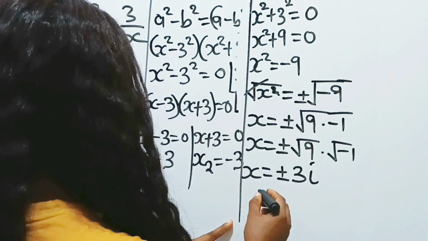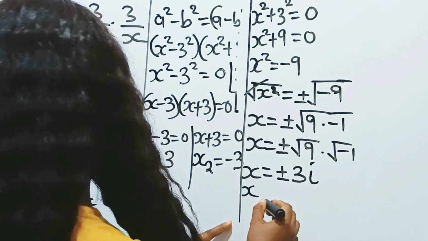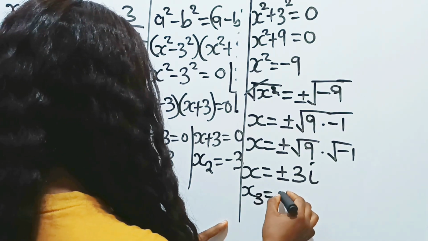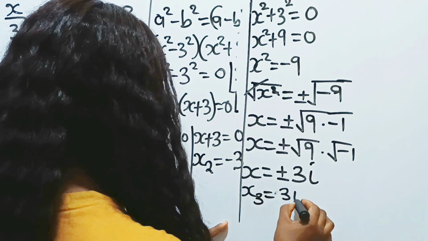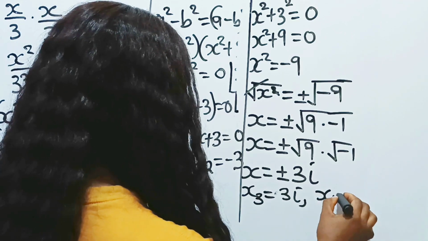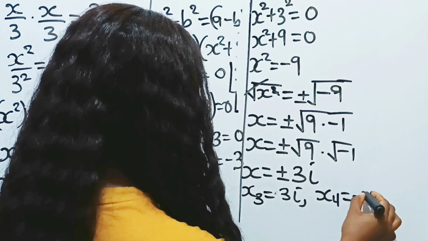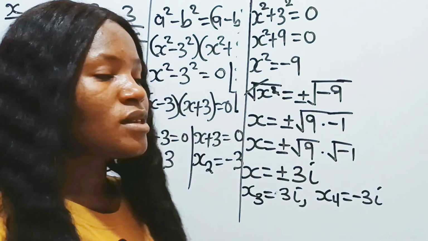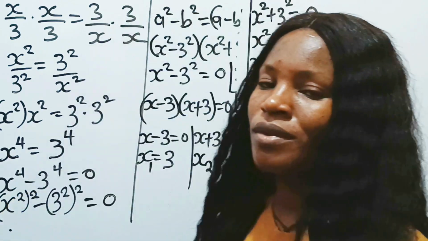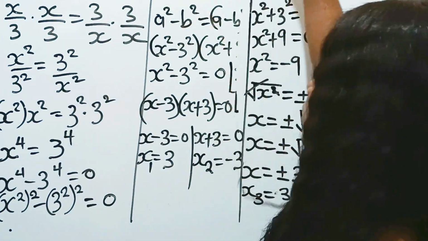Okay, all right. So that means that the third value of our x is plus 3i, that is 3i, while the fourth value of our x is equal to minus 3i. Now is the most important aspect of this video. Let's check what we have done.